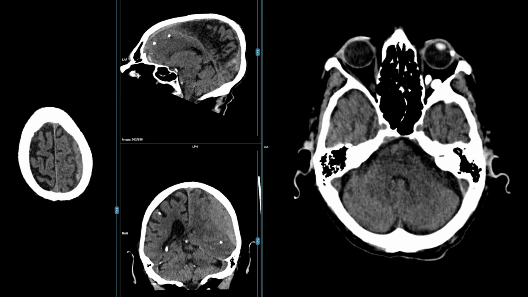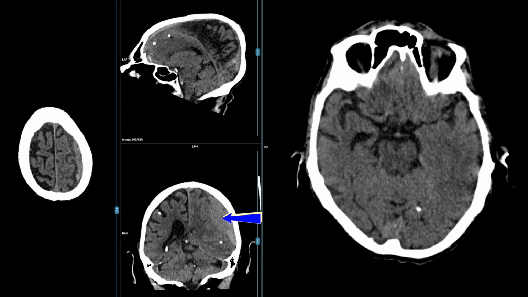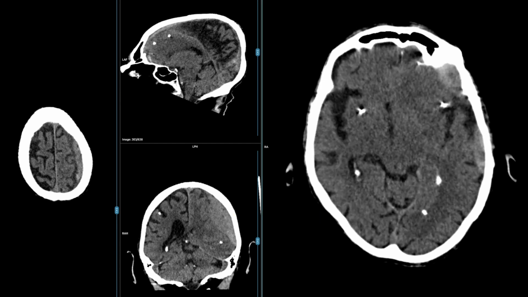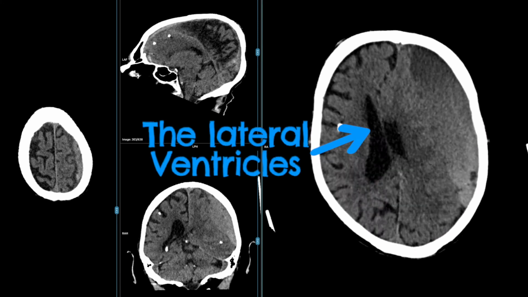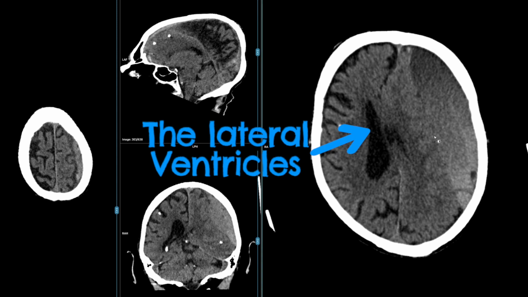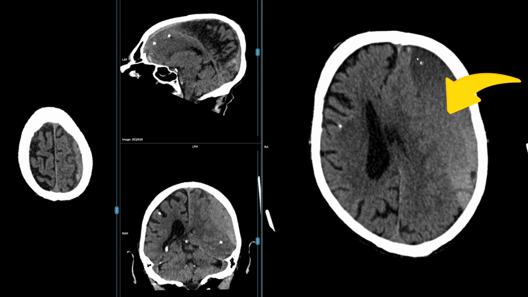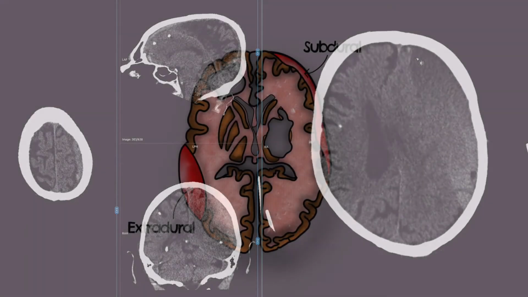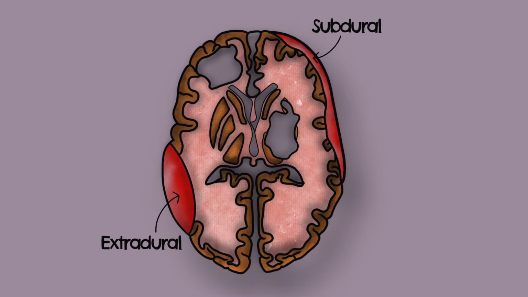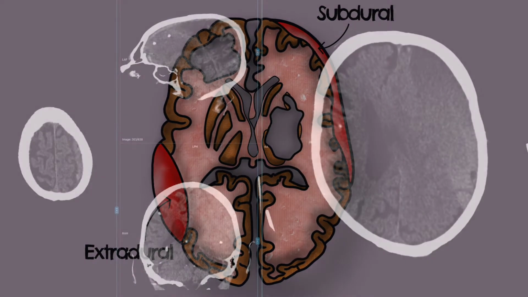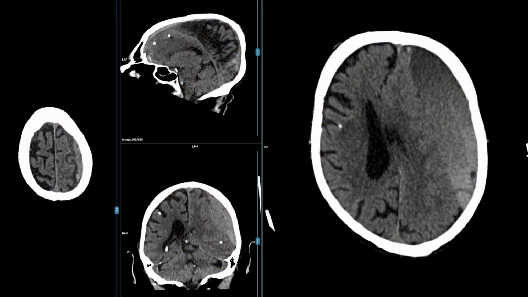I'm sure you've all noticed that there's a major abnormality on the left. As we can see here, we've got a crescentic shaped density overlying the left cerebral convexity, in keeping with a subdural hematoma. So hemorrhage can have varying appearances on CT, but predominantly in the acute phase will appear as a bright structure.